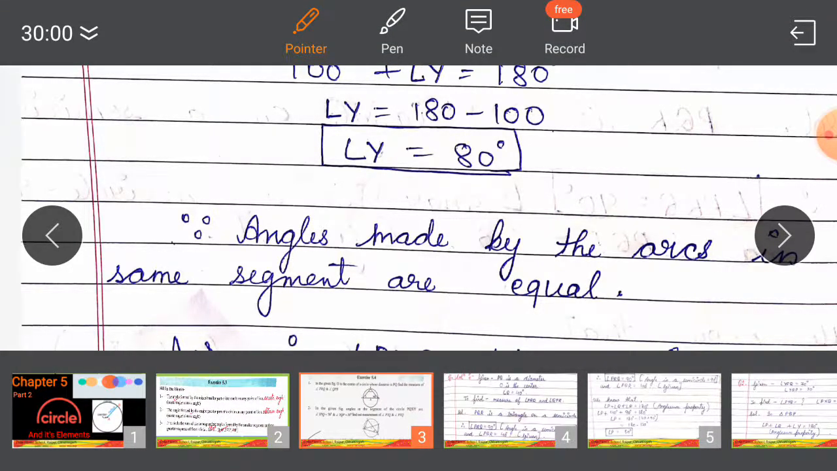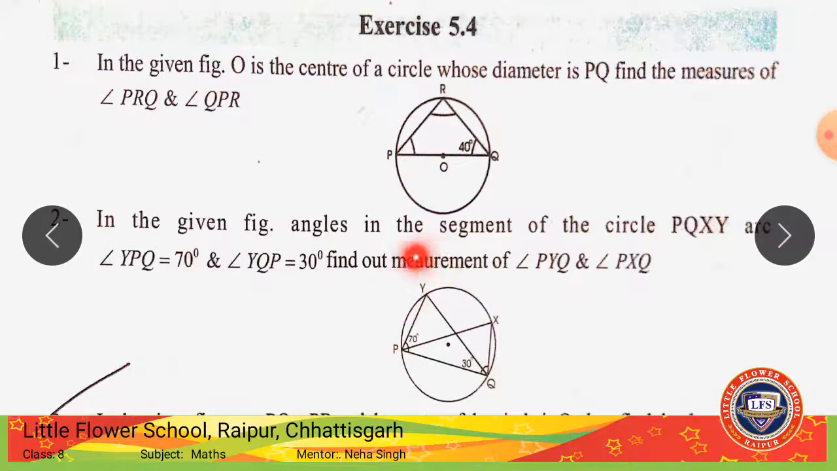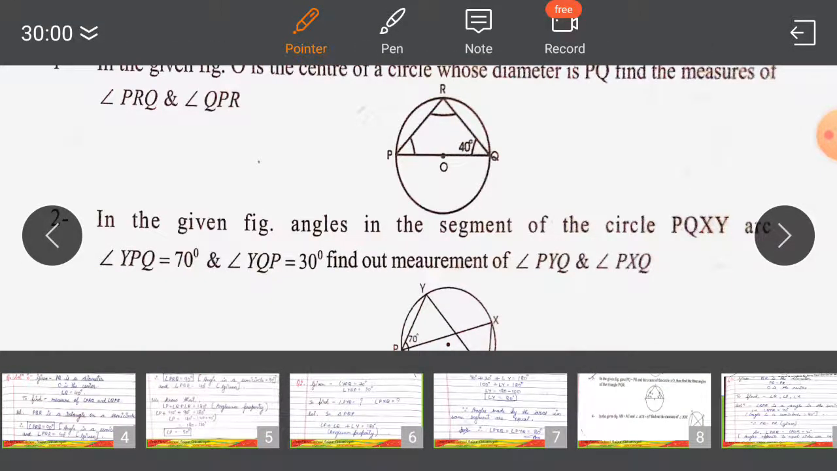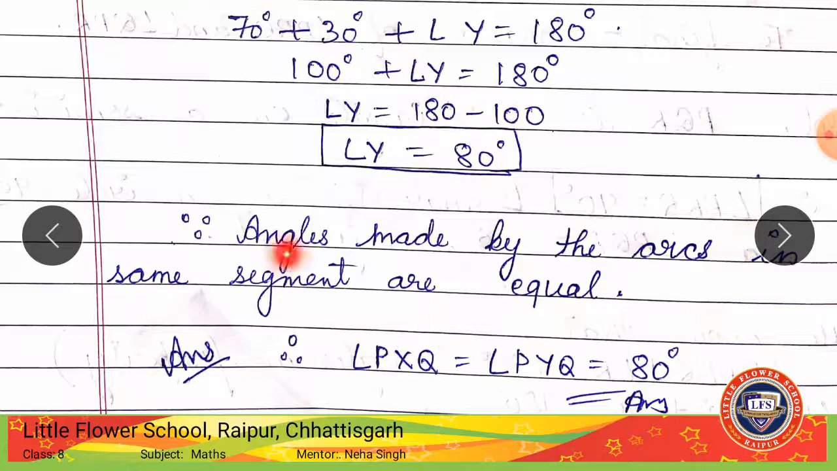Now see, this Y we have found, this is 80 degree. Since this is 80, this will also be 80 because these are on the same segment of the circle, and we have studied that angles on the same segment of the circle are equal, right? Same segment angles are equal. So angles made by the arcs on the same segment are equal. So Y and X will be equal to 80 degree.